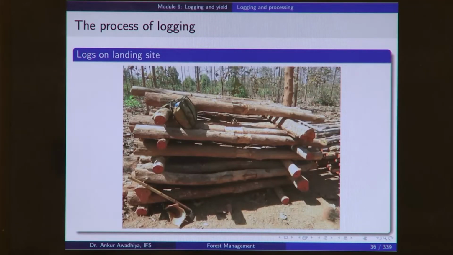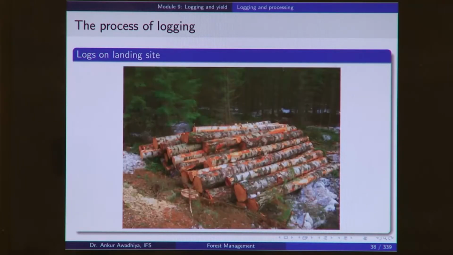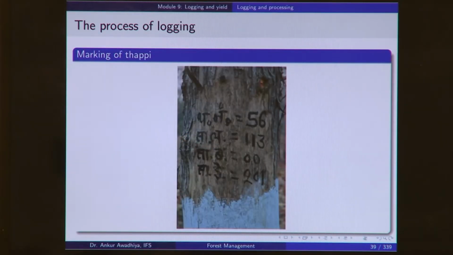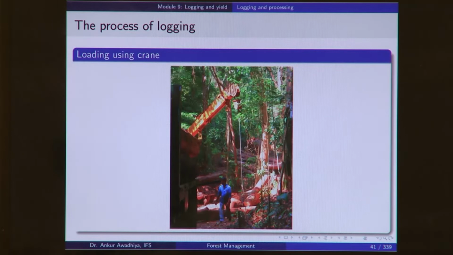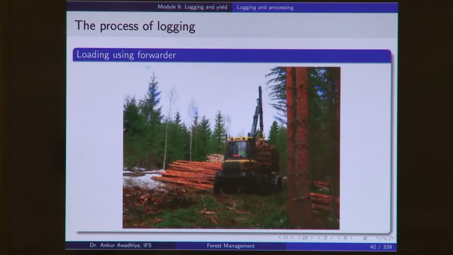And then on the landing side, these timber are arranged in the form of stacks. So this is how stacks look like, and these stacks are also known as thappis, and we also maintain a register for a thappi. And then there is loading and transportation, in which the logs are moved from the landing area to a depot. This loading can be done using a crane or through using a forwarder. A forwarder is a machine in which you have a truck and a crane together.